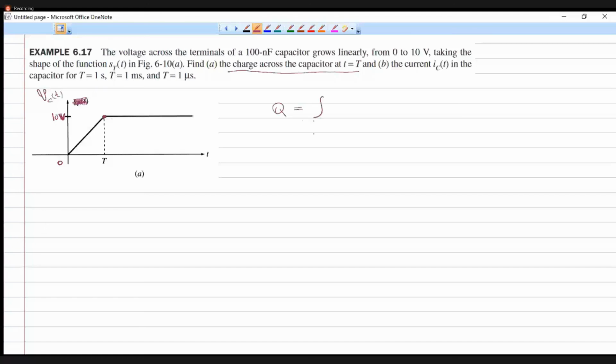One method is we can integrate the current, right? Q is the integral of the current flowing through the capacitor, that is Ic of t times dt. So this is one method you can use. And we can write Ic if we know the voltage across the capacitor. I is equal to C times dVc of t by dt, the derivative of the voltage, because we know that I is equal to C into dV by dt.